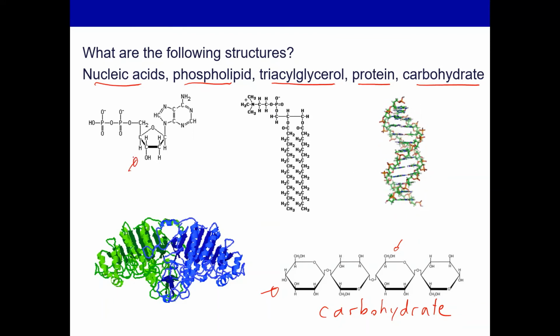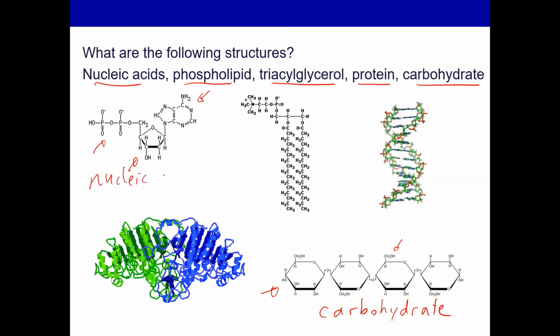This one has a ring structure that looks like a carbohydrate, and in fact that is a carbohydrate, but that's part of a nucleic acid. So that's a nucleotide. Remember, a nucleotide has a phosphate, a nitrogenous base. This is the nitrogenous base, and this is the phosphate. So that there is a nucleotide. So we can confidently call this one of our nucleic acids.